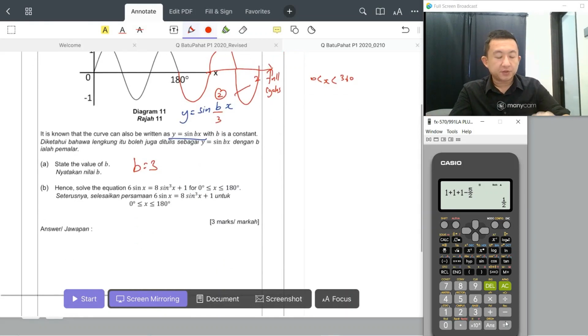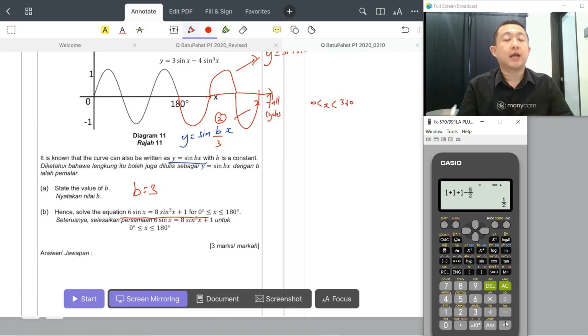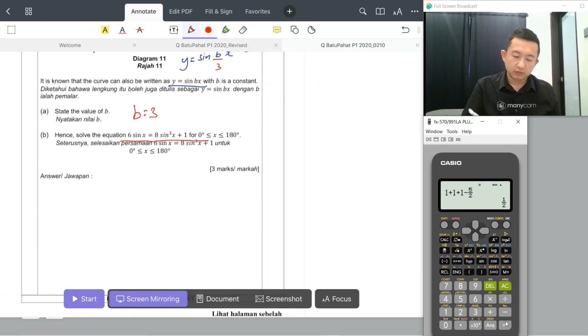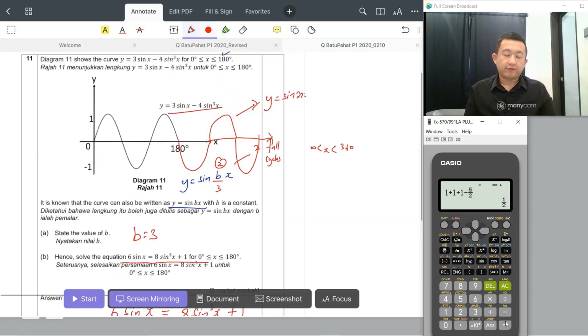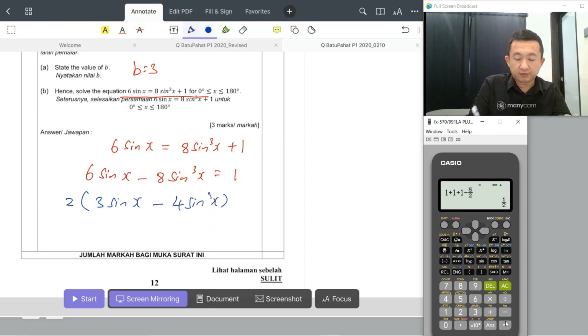Okay, now hand solve the equations. When you look at this equation, 6 sine x minus 8 sine cubed x plus 1 equals 0. It's very similar to this one. Definitely, we can change it to that form and see what we can do. To change to this, I group them on one side. 3, 4. This one 6, 8. So we can factorize it. Take out 2.